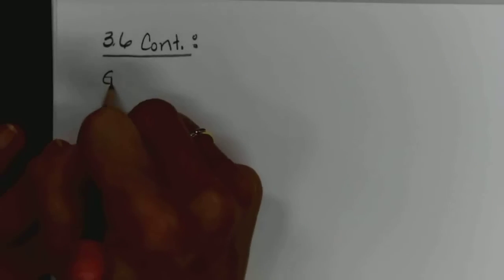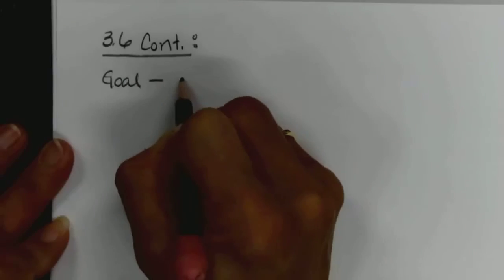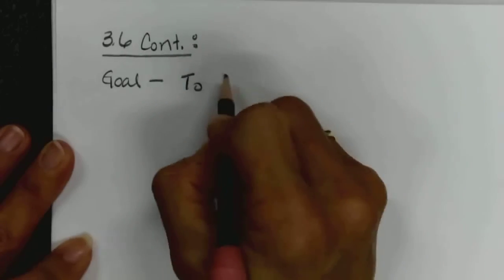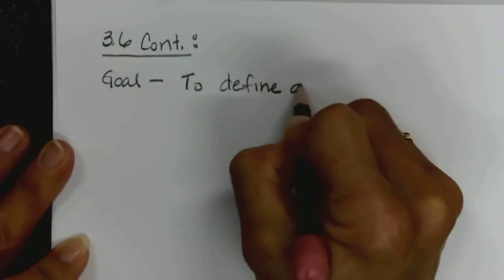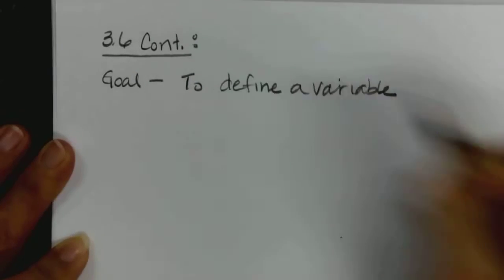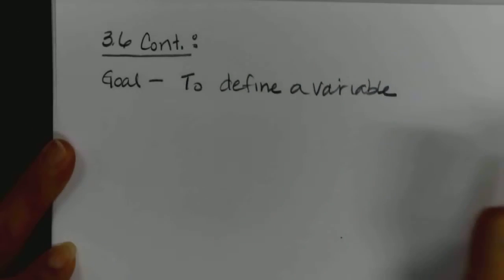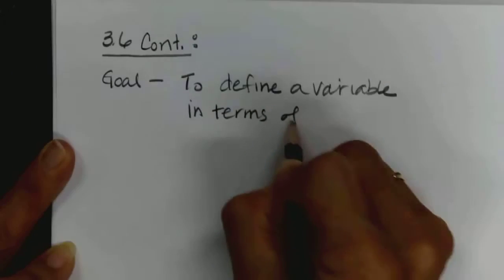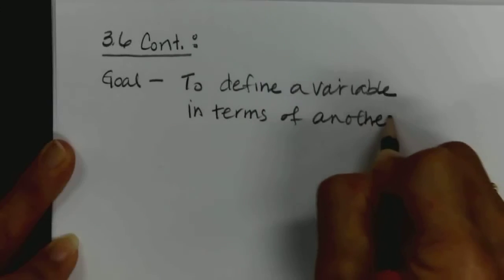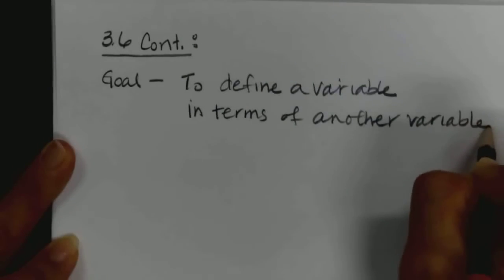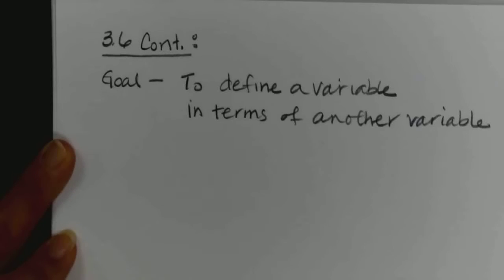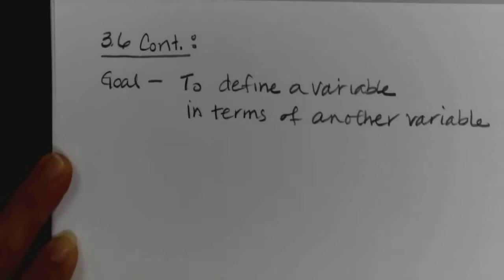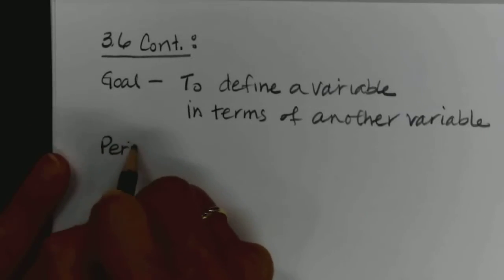So your goal for today is to define a variable, which you already know how to do, in terms of another variable. Once you define, you're going to write an equation, and then you're going to solve, okay? So here's the perimeter problem.